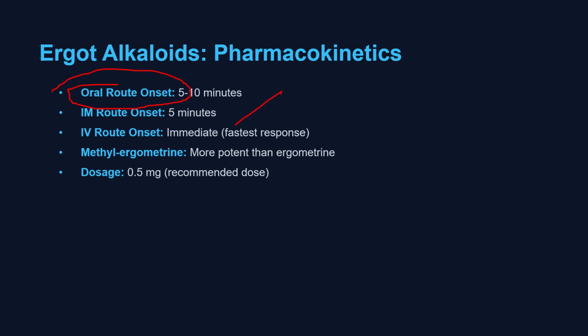Its onset of action is 5 to 10 minutes by the oral route. By IM it has a faster response, 5 minutes. By IV it is rapid, an immediate response. Compared to ergometrine, methylergometrine is more potent. For dosage, the recommended dose is 0.5 mg, whereas for oxytocin it is 5 IU. Here, for ergometrine and methylergometrine, the recommended dose is 0.5 mg IV.